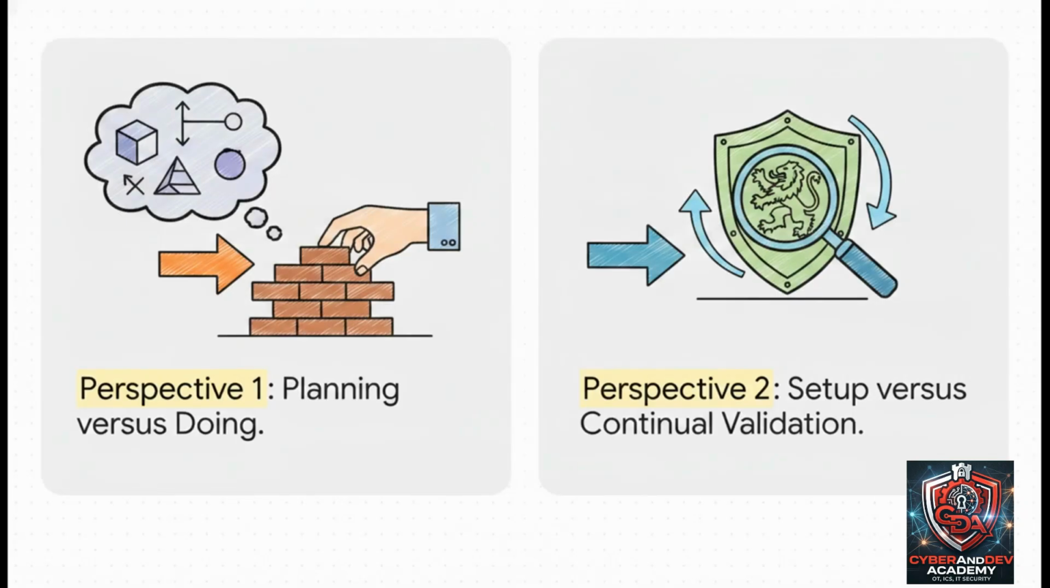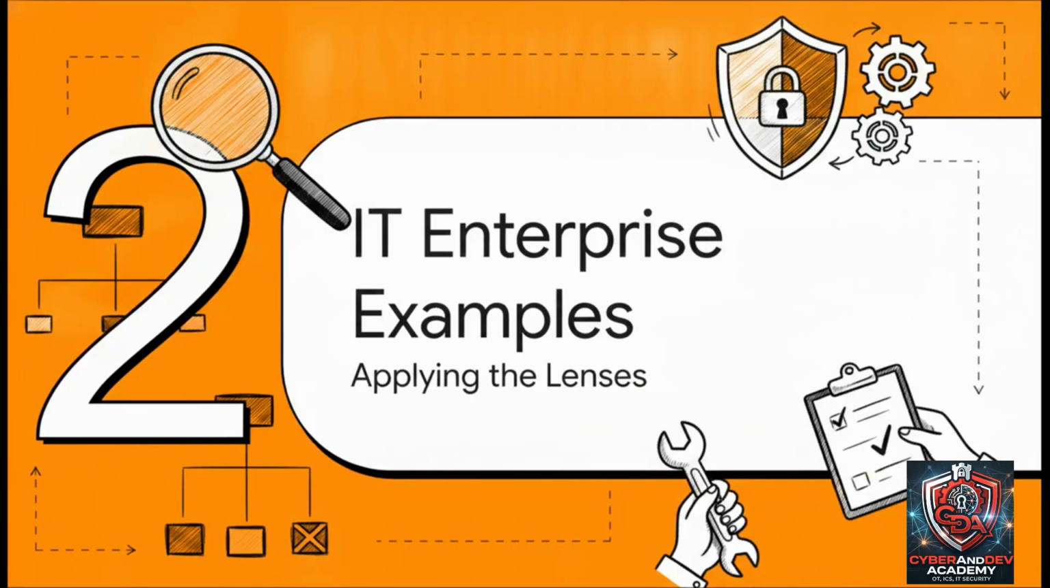So, why the two views? Well, if we put them side by side, it's pretty clear why the security literature can sometimes feel a bit contradictory. But it's really not. It's just looking at the risk life cycle from two different angles. Perspective one is about the leap from planning to doing. Perspective two focuses on moving from initial setup to continuous, ongoing validation. Both are totally valid, and honestly, you absolutely need both. Let's move into our next section and look at some IT enterprise examples to really apply these lenses.